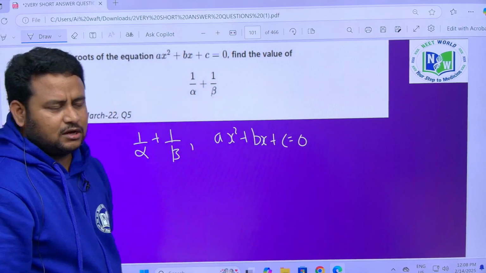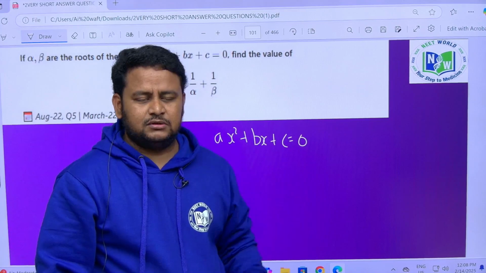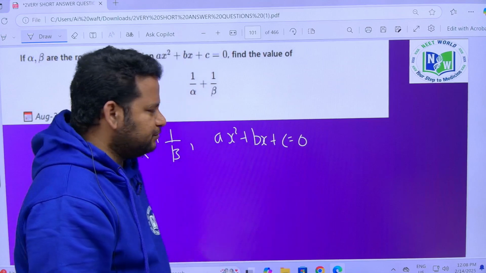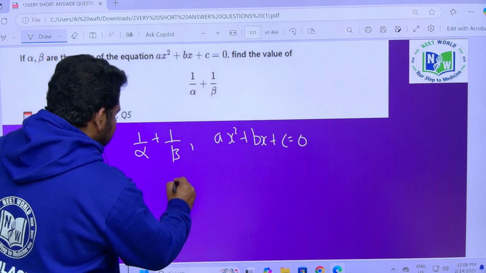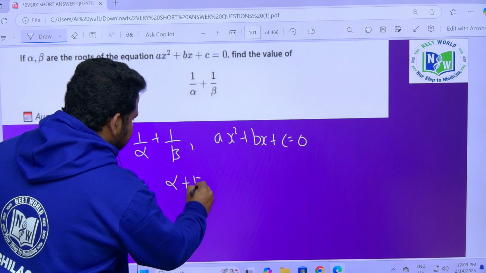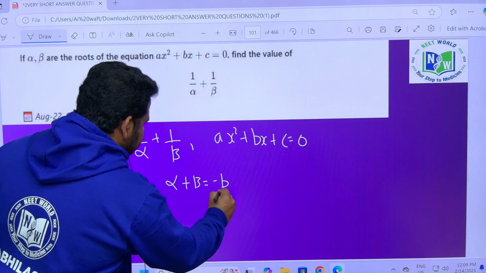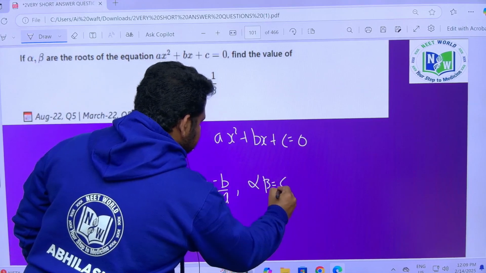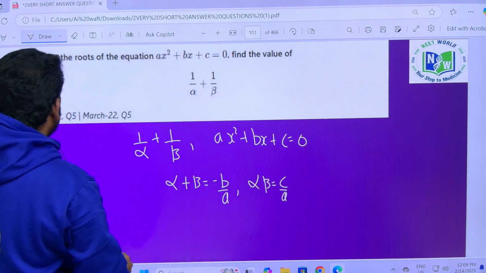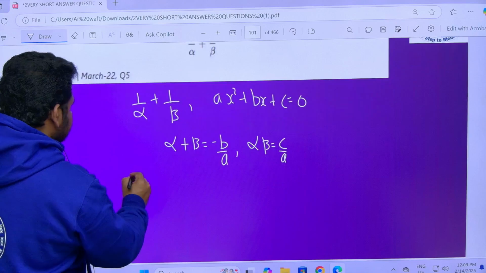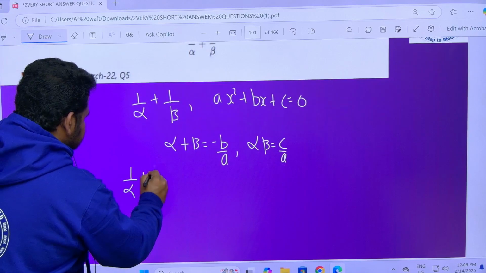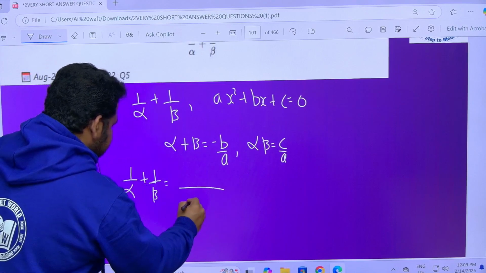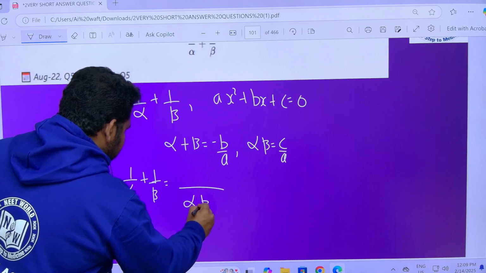While explaining the concept, I told you about the relation of the sum of the roots and the product of the roots. What do you mean by the sum of the roots? Alpha plus beta will be equal to minus b by a, and the product of the roots, alpha beta, will be equal to c by a. Now let us take what is to be found: the value of 1 by alpha plus 1 by beta. Here I can take alpha beta as the LCM. So this will become what, friends?